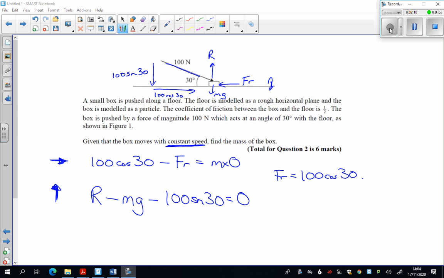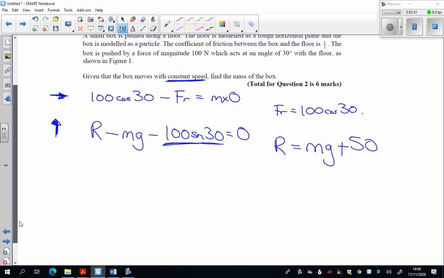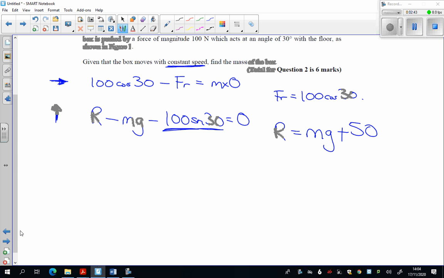Not because it's moving at a constant speed, but because it's actually not moving at all. It's not going up or down. So that equals 0. So from this one here, I can tell you that R is equal to mg plus, and you know what, I'm going to tap that in the calculator because I do know that 100 sine 30 is equal to 50.